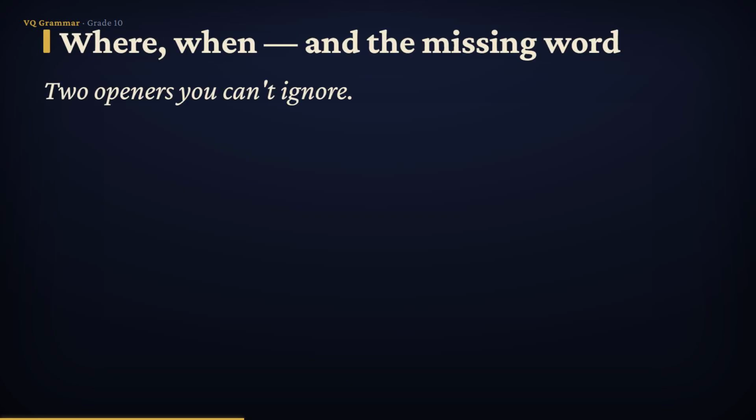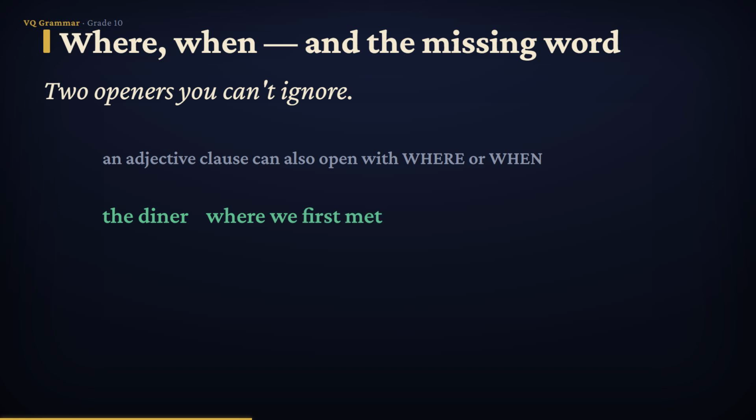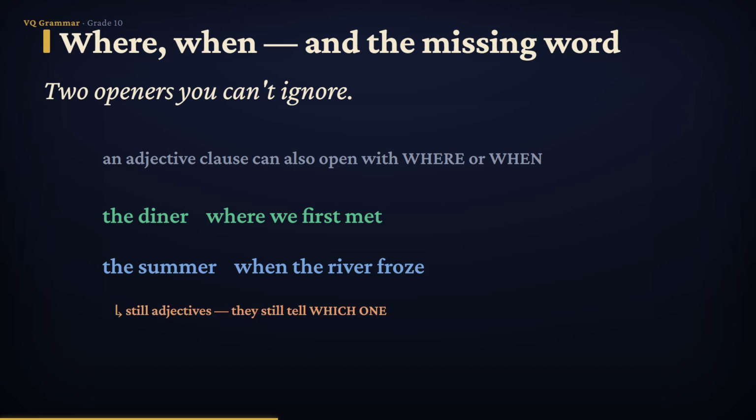There are two more openers you need to know. An adjective clause can also begin with where or when. Take the diner, where we first met. That clause, where we first met, tells you which diner. Or the summer when the river froze. Which summer? The one when the river froze. Now, those words look like they're pointing at place and time, so people want to call them adverbs. Don't be fooled. They're still adjectives because they still tell you which one.